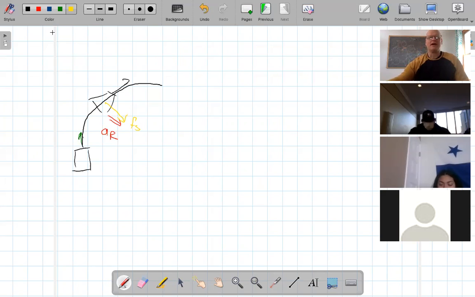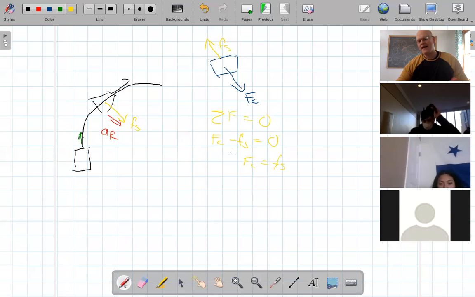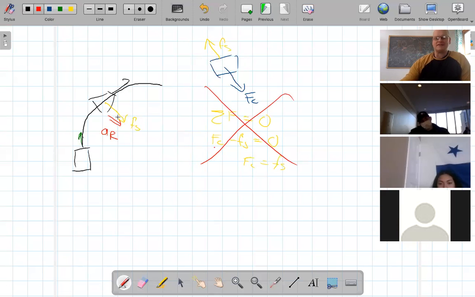Okay? So again, if I drew my car here, and I said the centripetal force was this way and the static friction was this way, and then I said the sum of the forces was equal to 0, so the centripetal force minus the static friction was equal to 0, so this is equal to this. Mathematically, this works out to be okay, but conceptually, this is completely false. There has to be a real physical force which pulls me through the center of the circle. And you're absolutely right, Jarrett.